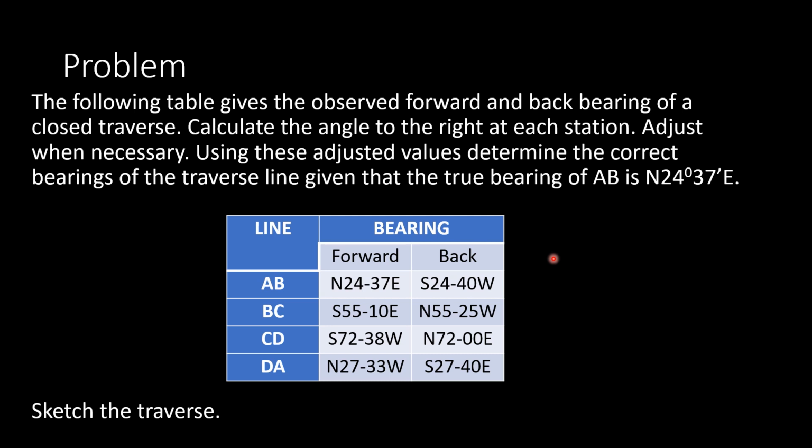Work on the following problem as an exercise. So we have here a closed traverse comprising 4 traverse lines. Both forward and back bearings of the traverse lines are given. Based on these given data, calculate the angle to the right at each station. Then check if it satisfies the geometric condition. If not, make the necessary adjustment. And using the adjusted values, you then calculate or adjust the bearings of the traverse lines.